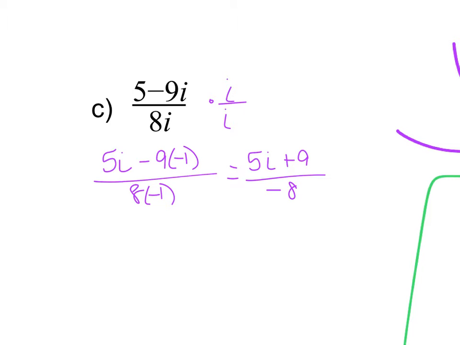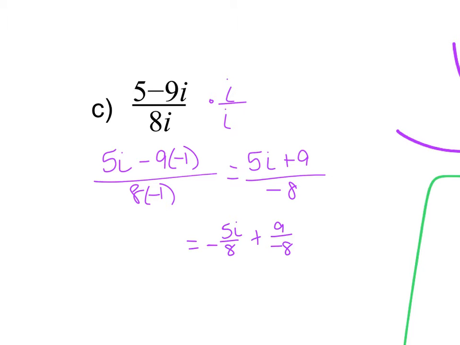So one thing I haven't mentioned yet is they want you to break this up. So you can break this up into 2 fractions, and this one we have to because there's 2 terms in our numerator. So this would be the same thing as -8 on bottom. I'm just going to bring that negative out front. So negative 5i over 8 plus 9 over -8.